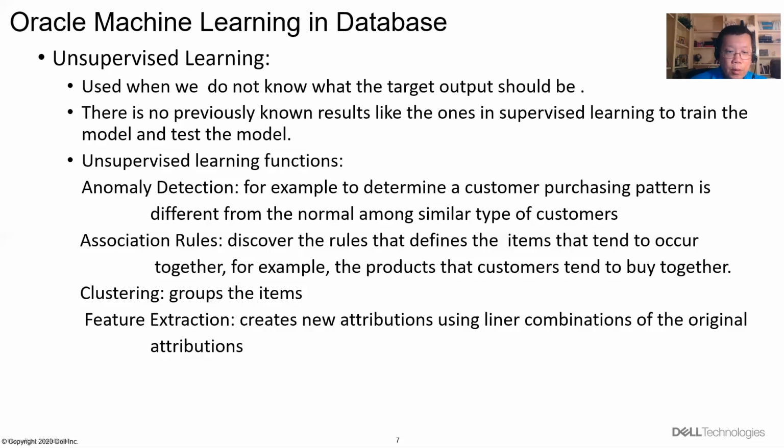Another example is called association rule. For example, in marketing, you want to find out what customers normally buy together. If a customer buys a laptop, they most likely also buy a mouse together. Those are association learning. And also grouping, which we just talked about.